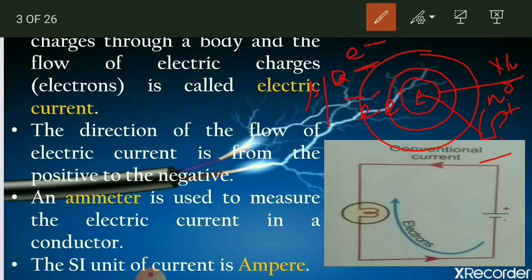That's why I have told you that atom is electrically neutral. Why? Because the number of electrons means the number of negatively charged particles, and the number of protons, that is the number of positively charged particles, these two particles are equal in number. That is why an atom does not carry any charge.